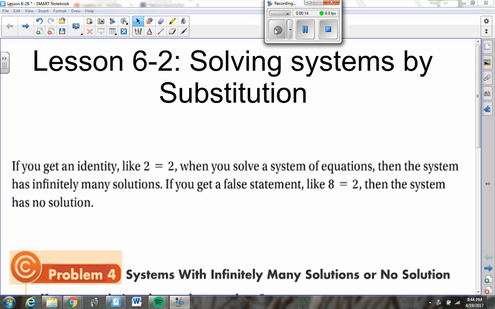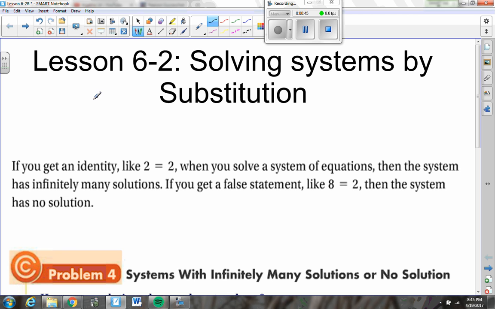Again, just like our last video on lesson 6.2, we are solving systems of two linear equations algebraically, trying to find the solution. However, there are certain situations when we're trying to solve a system of equations where we don't get just one answer, we get something that isn't supposed to happen.